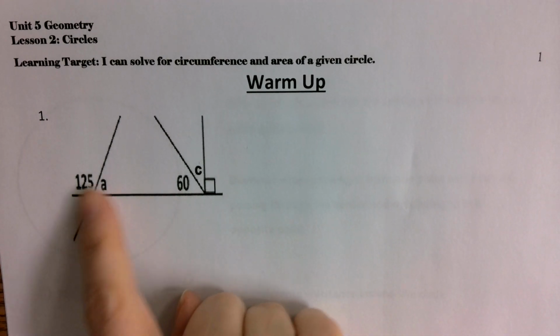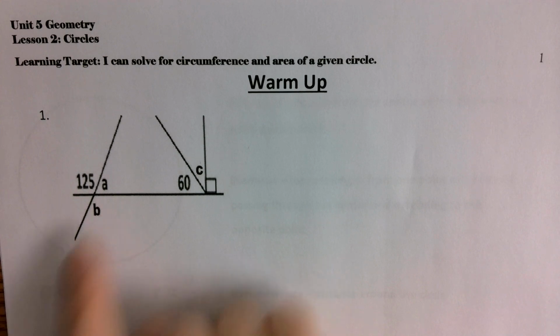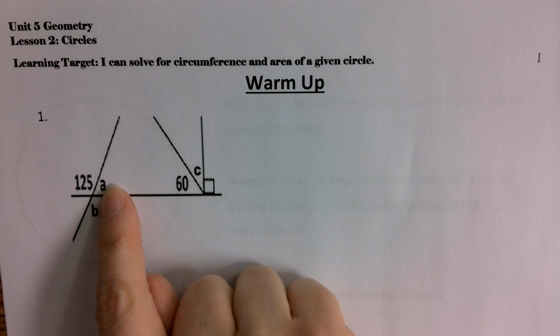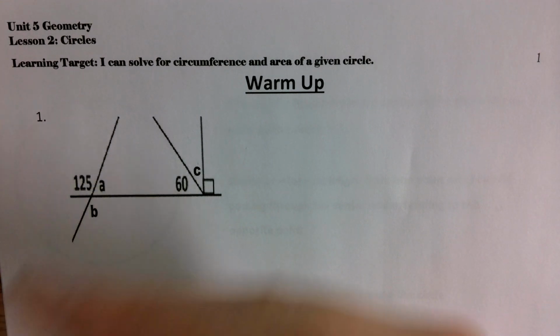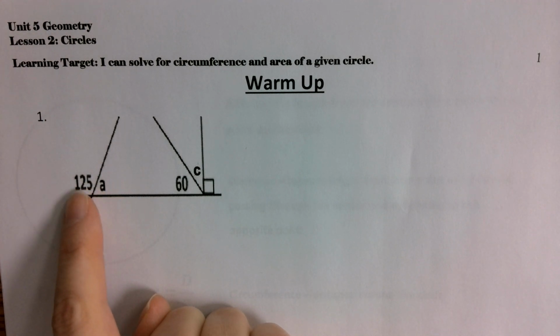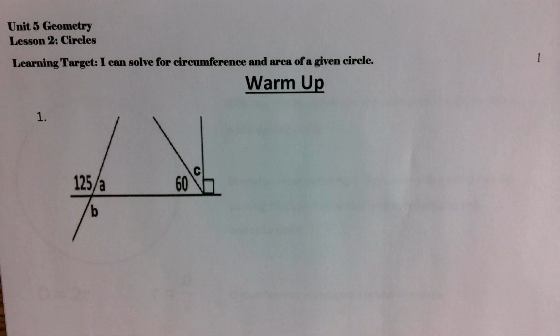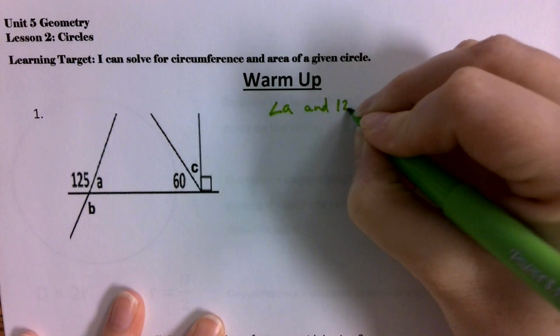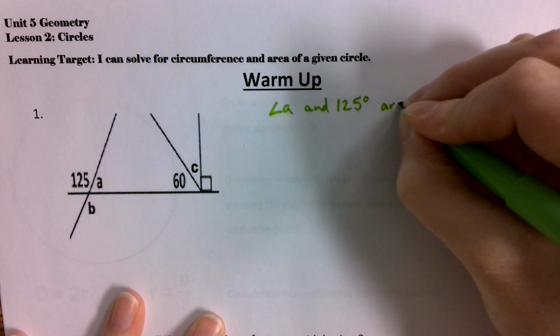Okay, so the first thing that we need to do is identify what the angle relationships are for each of these. If we're taking a look at angle A and relating it to an angle that we know we can compare it with, we only know the value of 125. So how do angle A and 125 relate to each other? What relationship do they have, David? Supplementary. So angle A and 125 degrees are going to be supplementary.